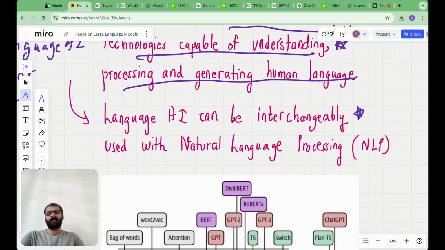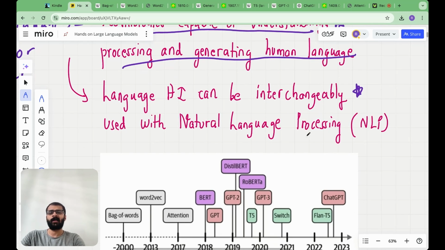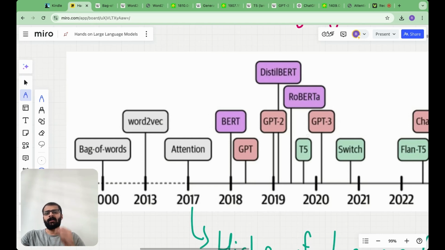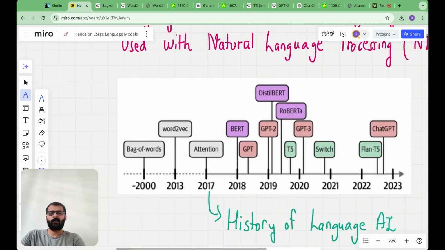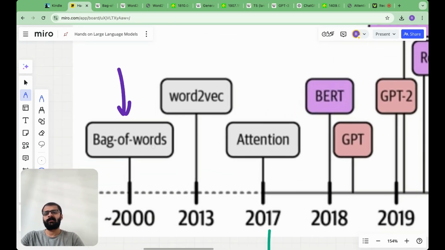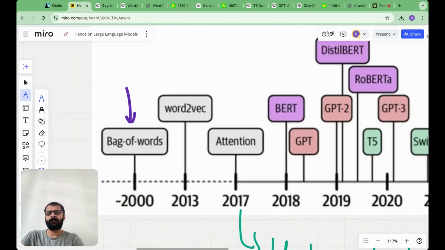Okay, now let us start understanding a bit about the history of language AI, the history of natural language processing, and how we got to the stage which we are in right now. So here is a figure which is taken from the book, and I would say that the time at which real changes started to happen in this field was around 1980 to 2000 when the bag of words approach was introduced.